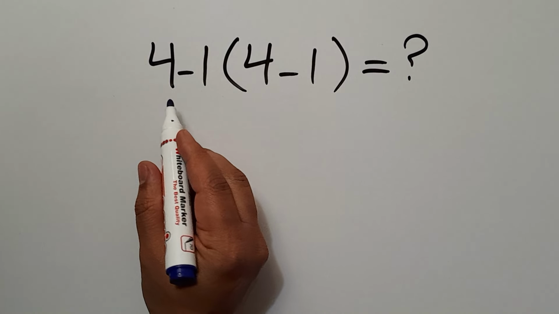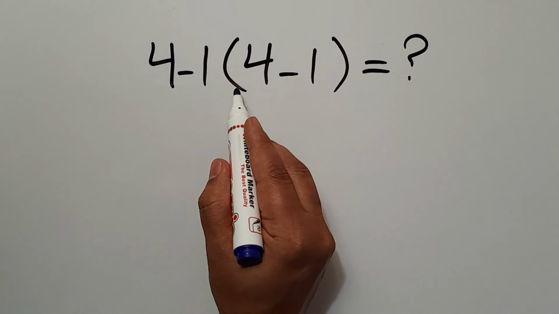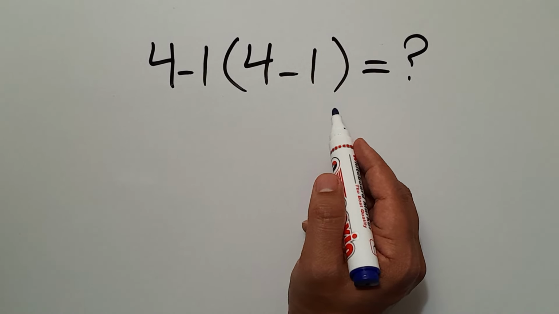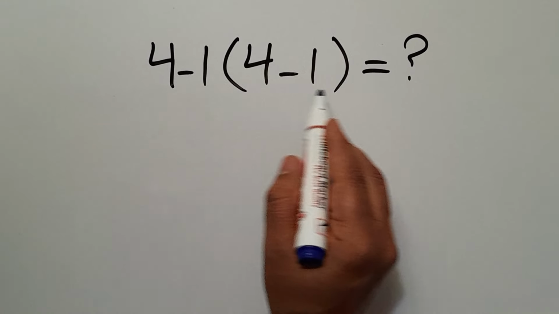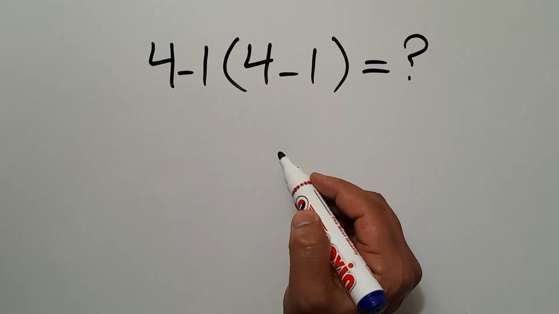In this video, we want to find the value of this expression: 4 minus 1 times 4 minus 1. Are you ready to solve? Let's go ahead and get started. In this expression, we have one subtraction, one multiplication, and one parenthesis.